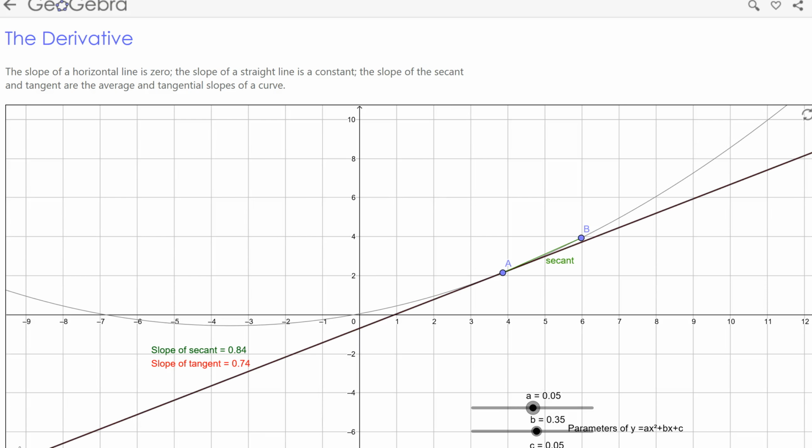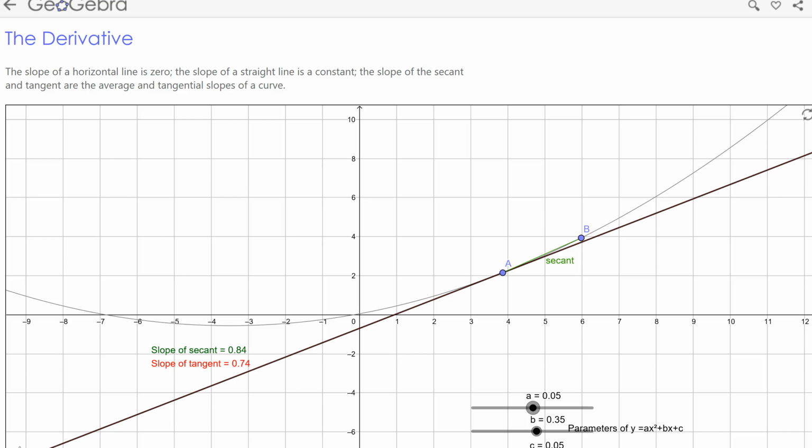So now let's introduce a little complication, which is that we'll have a curve now which is a parabola. So this parabola has 0.05 as the coefficient of x squared. So it's concave up, and we can see that now when we look at point A, we can draw a tangent which touches the curve at one point and one point only. The slope of the tangent is 0.74, and that's actually the slope of the curve at point A.